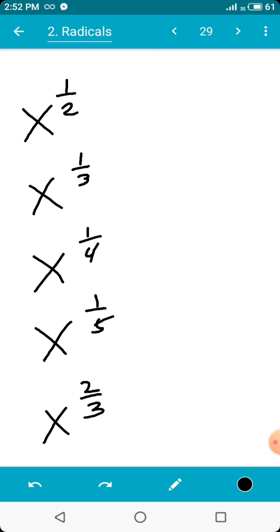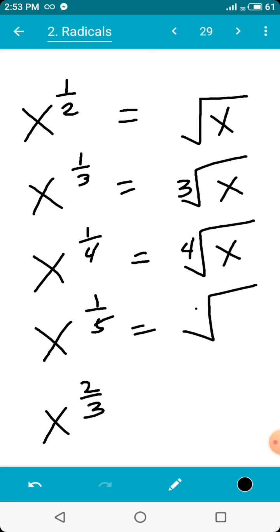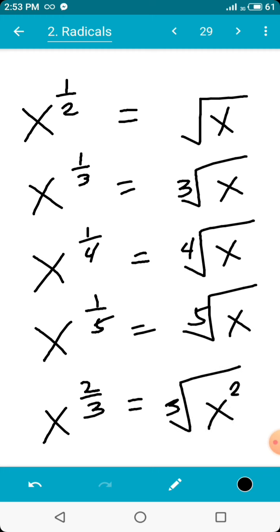So, pag sinabi natin x raised to 1/2, pag sinulat mo siya as radical, it's just square root of x. Okay? So, most of the time, pag square root, we don't need to put 2 here. So, blanko siya. But we know that it's square root of x. Okay? So, if we have x raised to 1/3, we're getting the cube root of x. If it's x raised to 1/4, we're getting the fourth root of x. If it's x raised to 1/5, that is fifth root of x. And if we have x raised to 2/3, that is cube root of x squared.